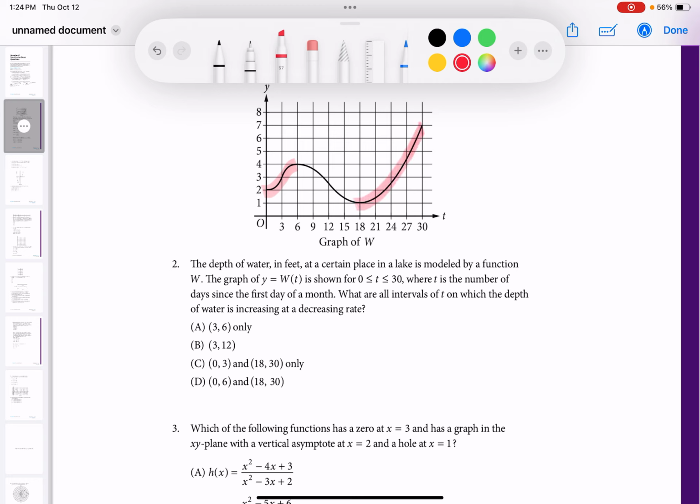Now, that's not really their question, though. They say, what intervals of t on which the depth of water is increasing at a decreasing rate? That means it's slowing down, by the way. So what I want to do is talk about what I'm seeing over here. If I look at this over here, this is increasing, but it looks like it's getting steeper and steeper, so it's an increasing rate. Now, if I look at this over here, this also looks like between 0 and 3, it's increasing, but it's getting steeper. But over here, what I'm noticing is it's increasing, but it appears to be getting less steep as I move, like we're walking left or right, so it's less steep. So I'm going to say the answer would have to be between 3 and 6. What choice is that? Choice A.